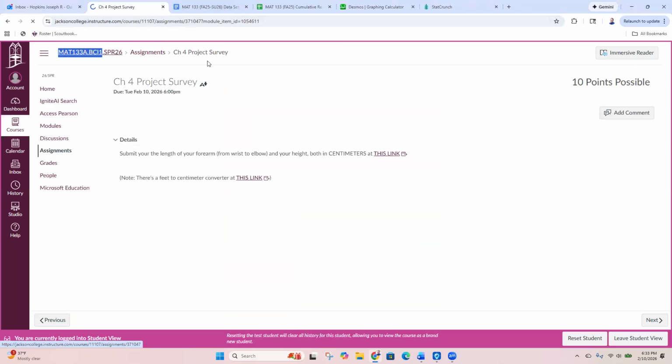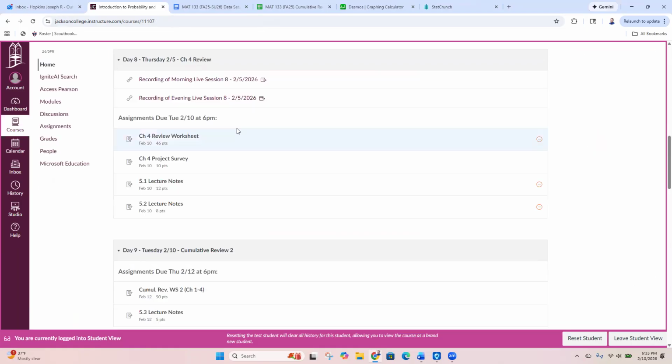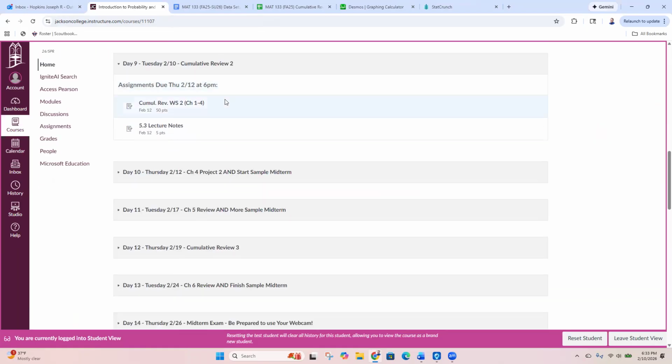Today, though, cumulative review number 2. Also, of note, this upcoming Thursday, we're going to do that Chapter 4 Project 2, which is going to be using your arm length and your height. So make sure you get that done.